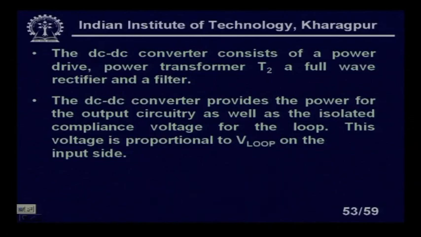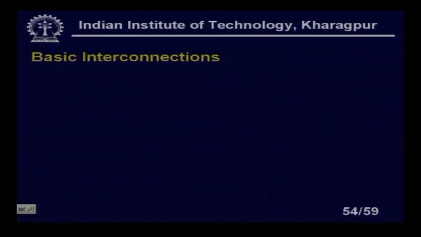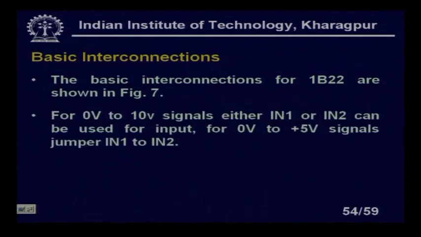So, this will give our power supplies also. So, the DC to DC converter is necessary. The 1B22 requires a plus minus 15 volt supply to power the input side circuitry and plus 14 volt to plus 30 volt supply for the DC to DC converter. So, the basic interconnections are shown in the figure.